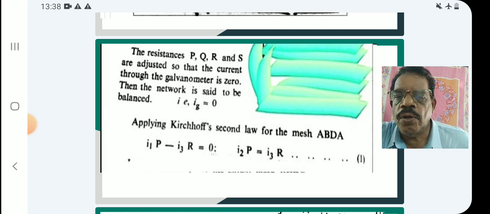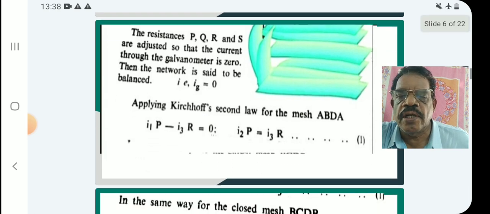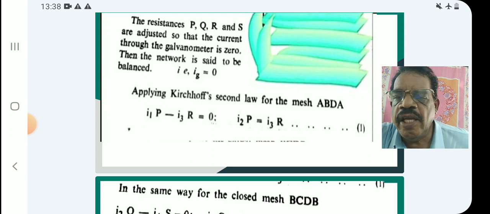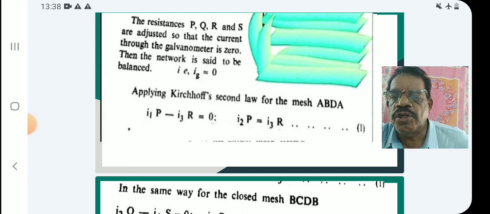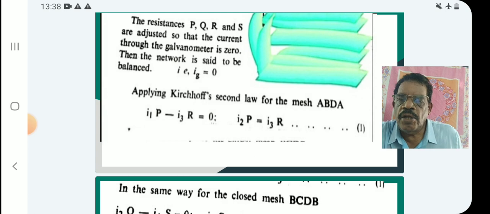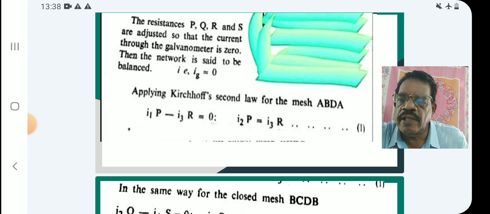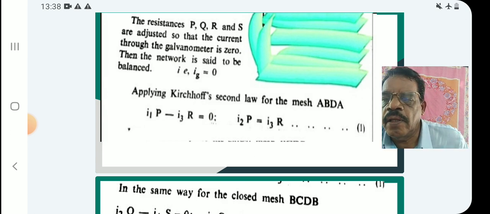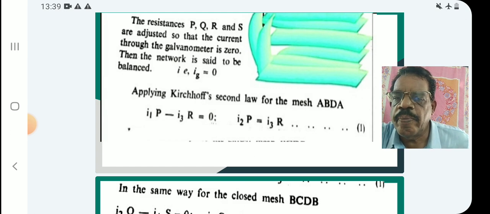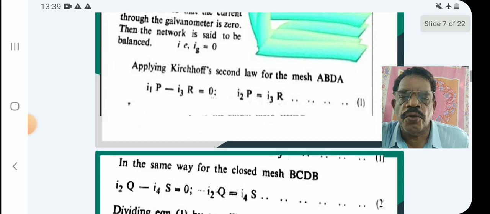Applying Kirchhoff's second law to the mesh ABDA, we get I1 into P minus I3 into R is 0. We know that if we take the clockwise products as plus, then anticlockwise must be taken as minus. You will study Kirchhoff's law in class. So I1P minus I3R is 0, or I1P is equal to I3R, equation number 1.